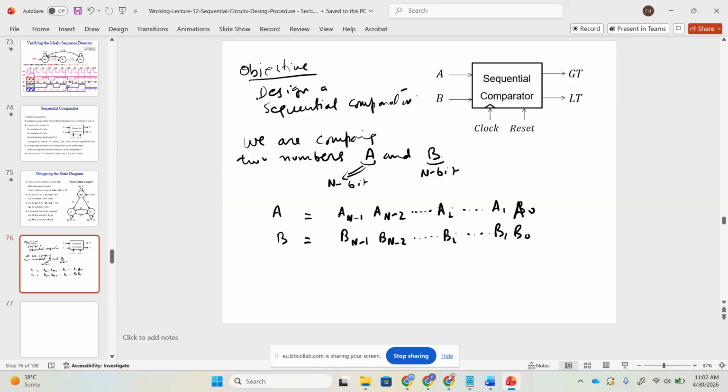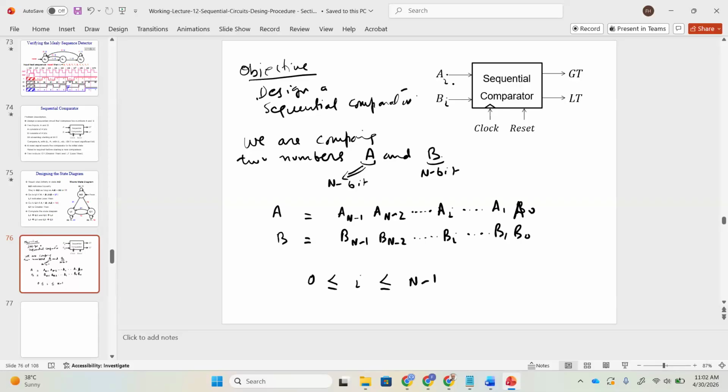Can you see what is the range of i? In this example, the range of i will be from 0 to i less than or equal to n minus 1. Is this clear or not clear? Please answer me. Yes, it's clear, Professor. Okay, so what we are going to do now is compare each bit one by one. Basically, we are comparing ai and bi, each bit one by one.